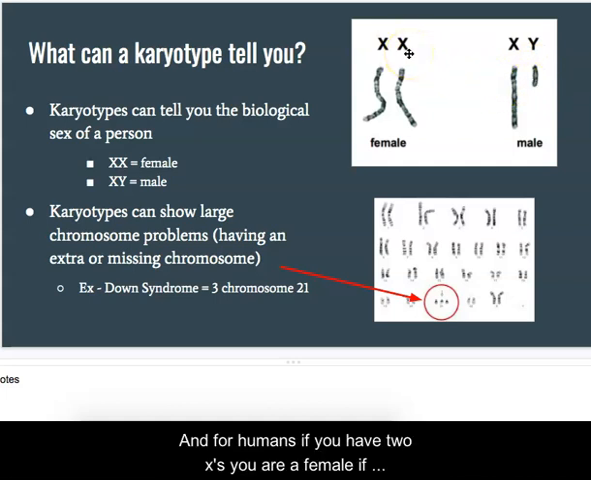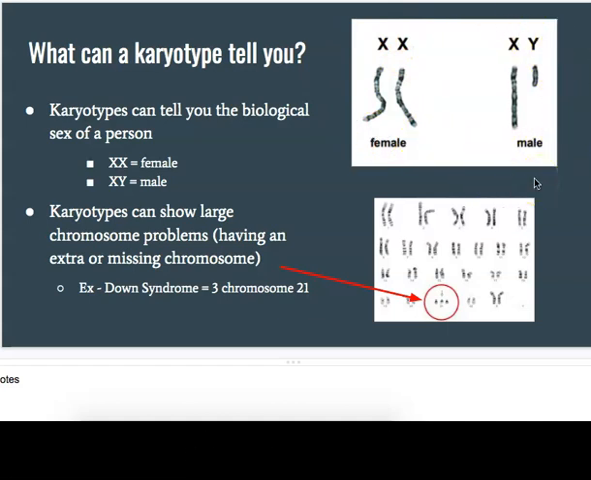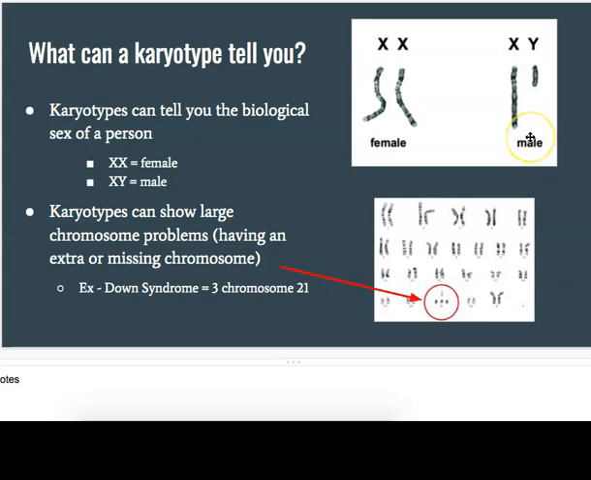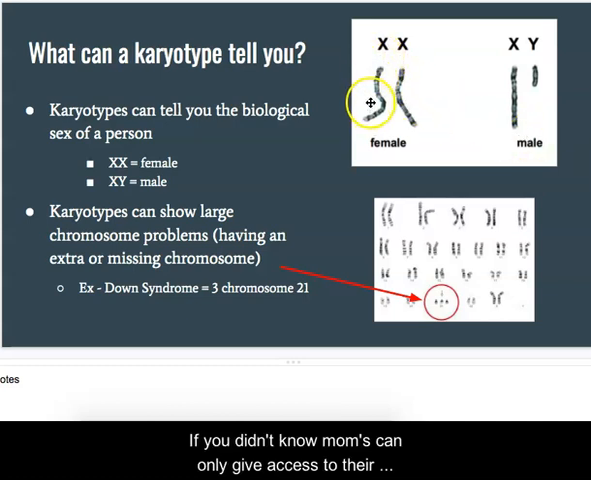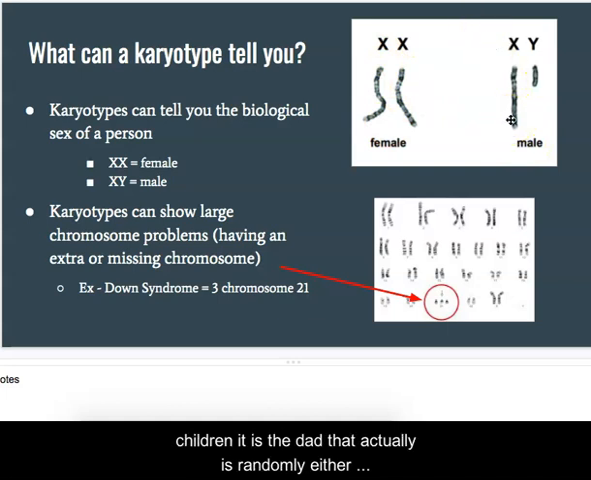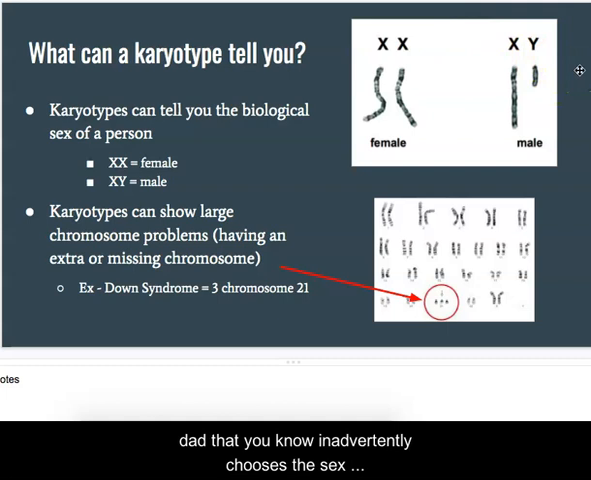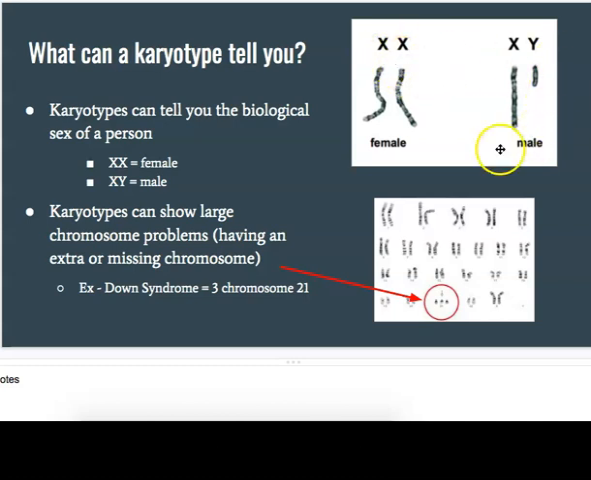And for humans, if you have 2 X's, you are a female. If you have an X and a Y, you are male. So again, one of those comes from mom and one of those comes from dad. And if you didn't know, moms can only give X's to their children. It is the dad that randomly either gives an X or a Y to their offspring. So it's always the dad that, inadvertently, chooses the sex of their child based on which of those the sperm tends to be carrying.